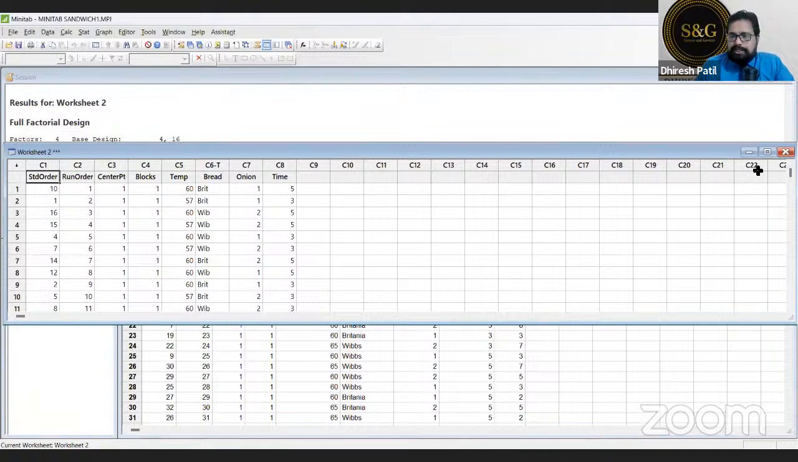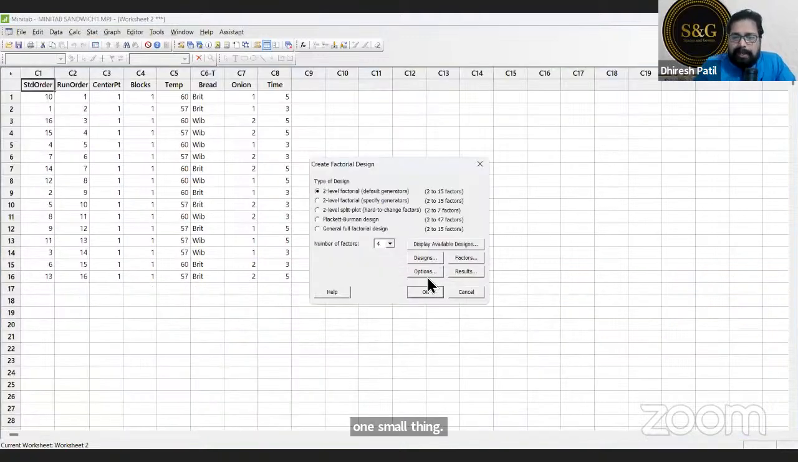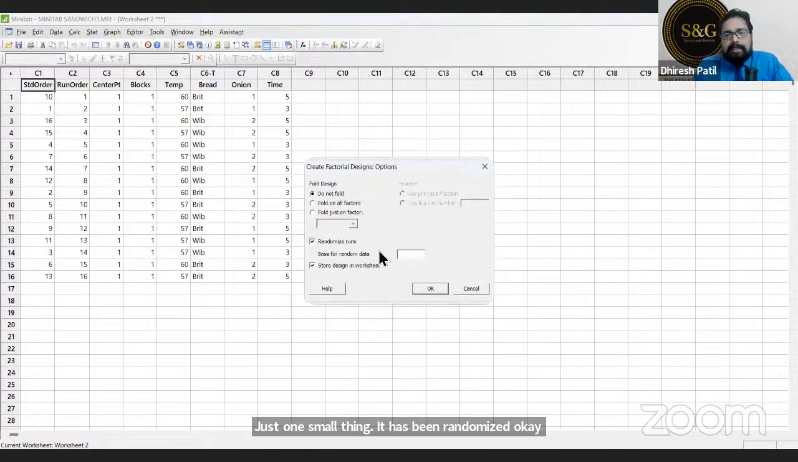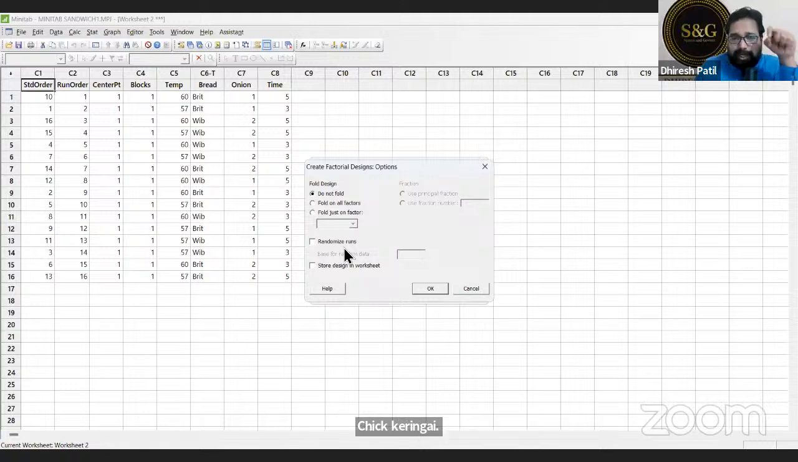All right. Okay. Just one small thing. It has been randomized. Let's go to the options once. Just for our simple understanding, uncheck randomize run right now. We will check it later. Uncheck randomize run right now. Okay, I close it again.